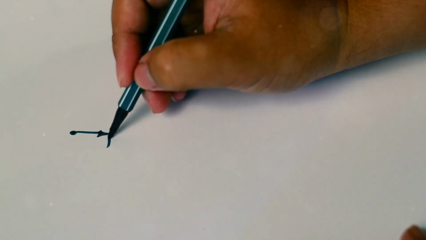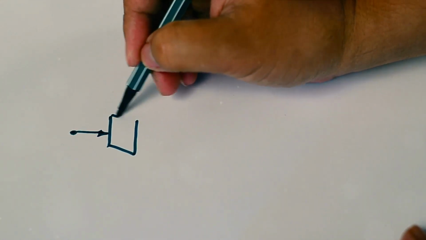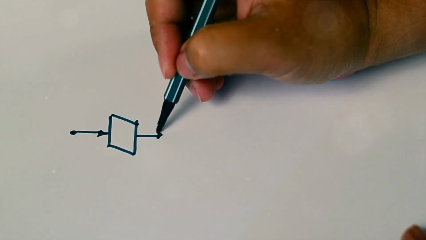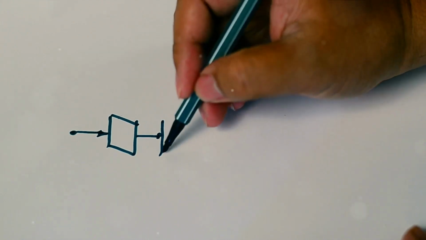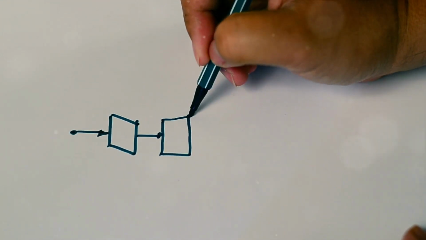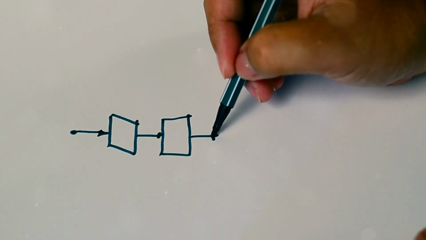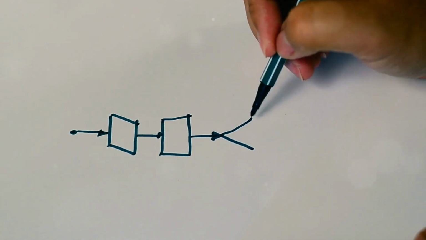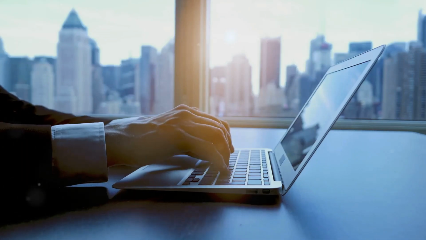Here are some tips for creating effective PFDs. Use clear and concise labels for all of the steps, inputs, and outputs. Make sure that the arrows are easy to follow. Use a consistent style throughout the PFD. If the PFD is complex, consider breaking it down into multiple diagrams.